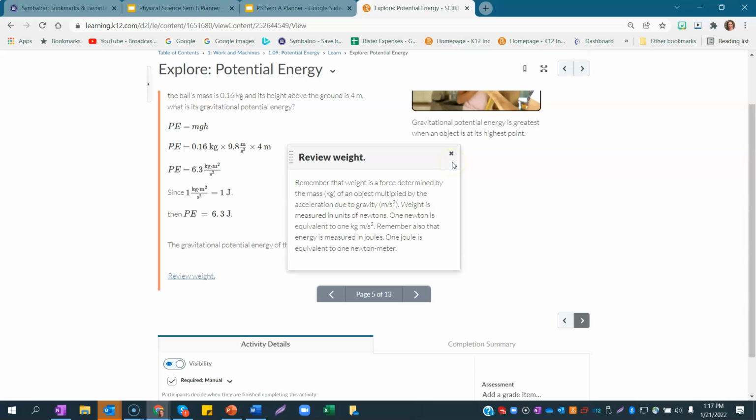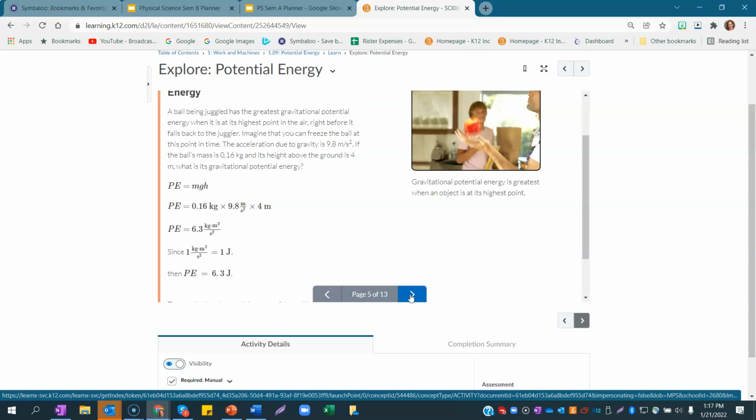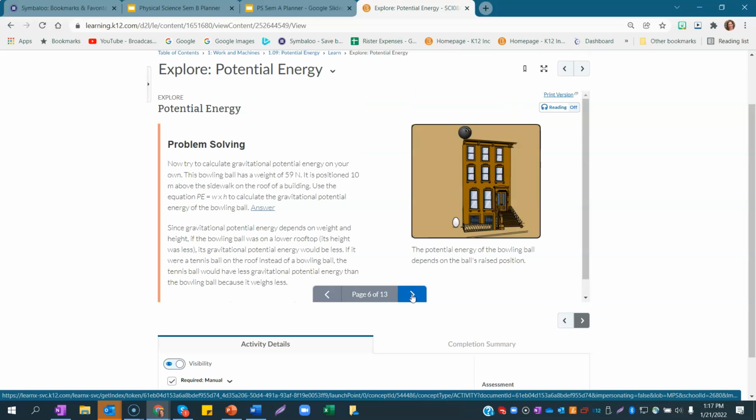So on number 5, what does gravitational potential energy depend on? Let's click to the next page.